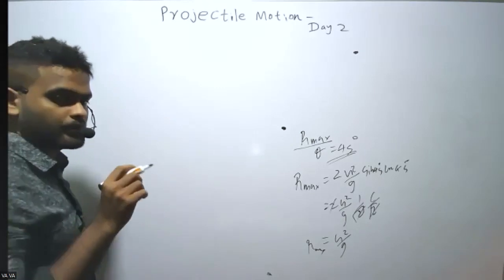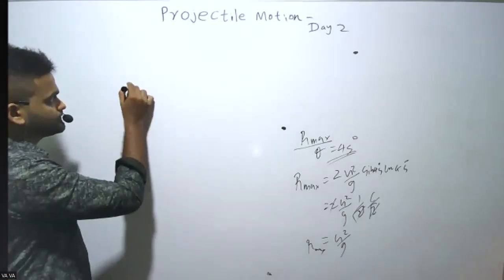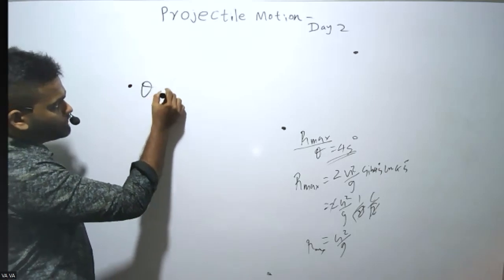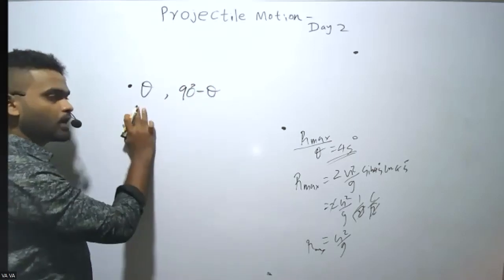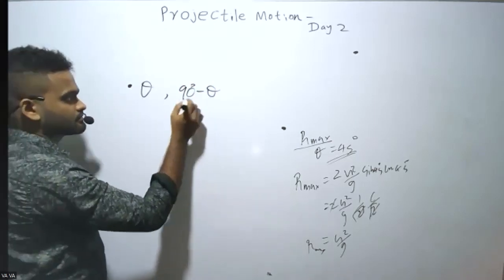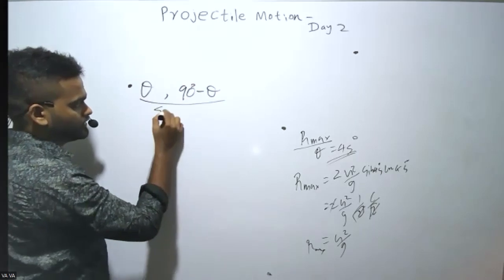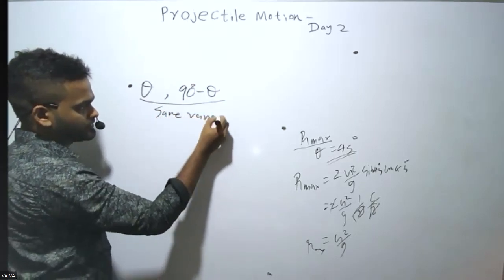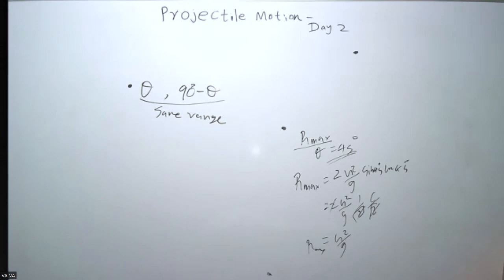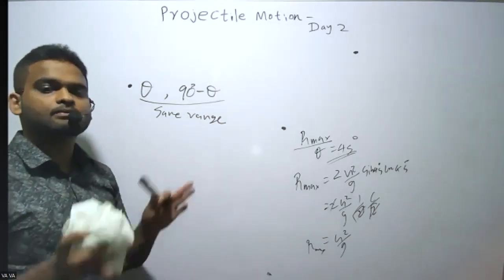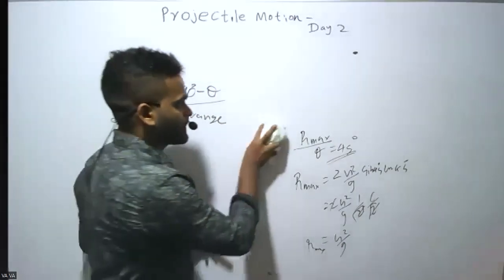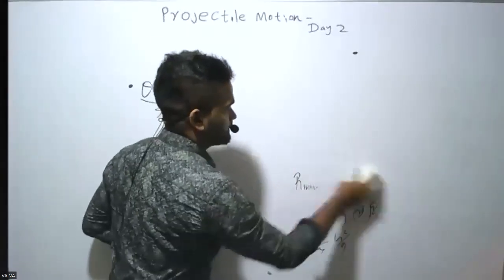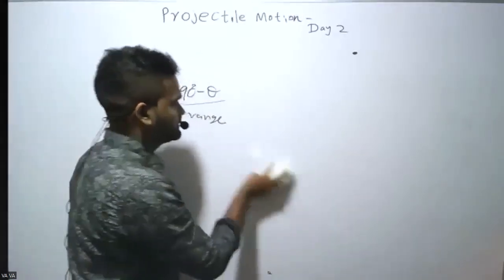Okay, another point you need to know about range is that these two angles, theta and 90 minus theta, give the same range. Take it down as well. Theta and 90 minus theta. For both theta and 90 minus theta, you will have the same range. Right, take it down.